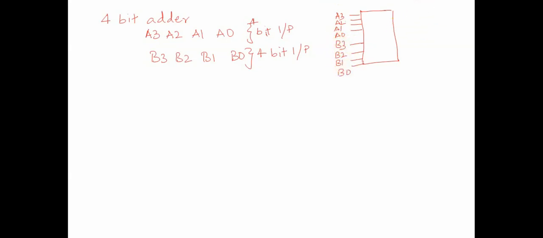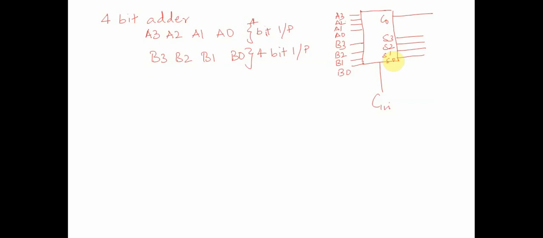As the output of this, we have one more carry in over here. And then we have a carry out. And then we have a set of sums, S3, S2, S1, S0. So if we have something like this, how do we implement such an adder?